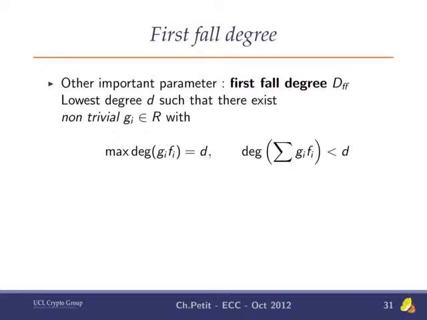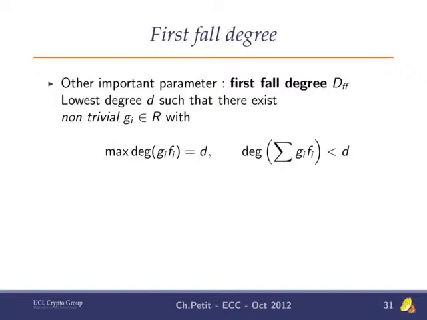Now let's come to another very important parameter, which is what can be called the first fall degree. It's the lowest degree D such that there exists a non-trivial degree fall. What I mean by that is that you make an algebraic combination of the polynomials such that the expected degree will be D, because all those terms will be of degree at most D, but the sum here has degree lower than D. So you would expect degree D, but you get something lower.